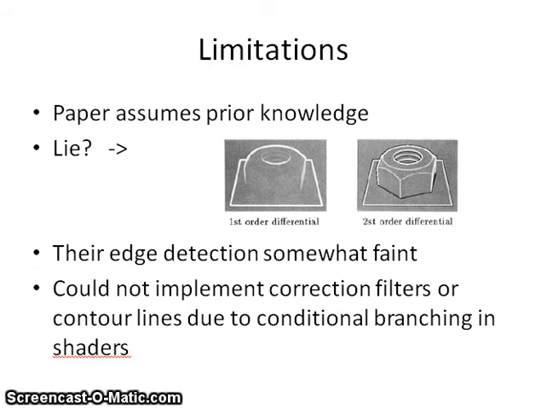Their edge detection algorithms suggest that you divide by 8 for the first order and divide by 3 for the second order. And while this does detect edges, I found it very faint, and I had to mess around with those values in order to make it stand out more and be easier to see where the actual edges were. And finally, my computer doesn't support anything above Pixel Shader version 2.0, so I could not implement correction filters because my shaders wouldn't accept conditional branching.